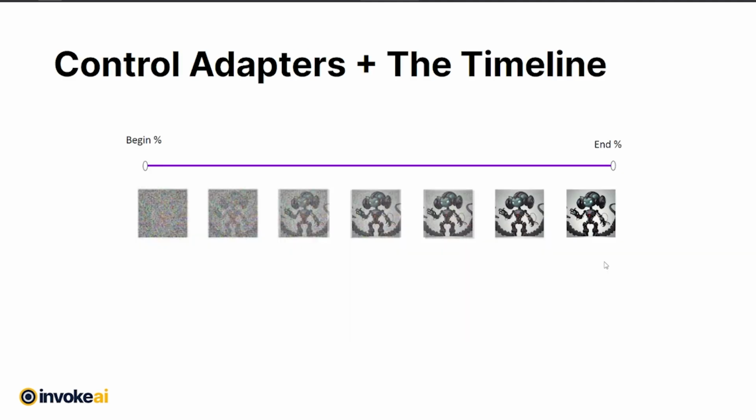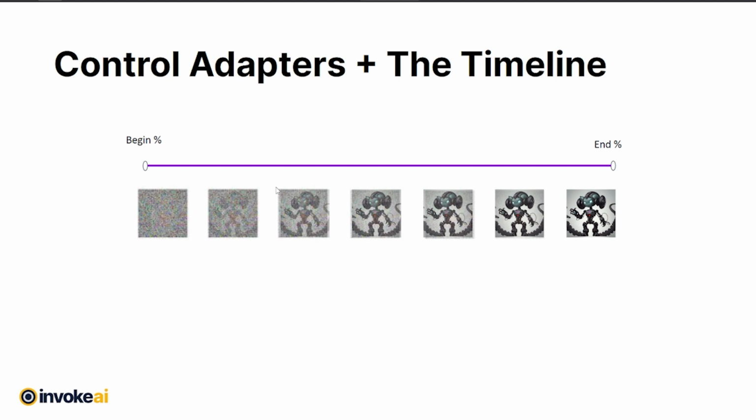With the release of control adapters like ControlNet, we now have the ability to condition the denoising process with additional information like structure or depth or style, and all of these dramatically impact the denoising process. Each control adapter has a setting that allows you to define at what point in the denoising process the conditioning begins and at what point it ends. I'll jump into Invoke in just a second to show you how this works.